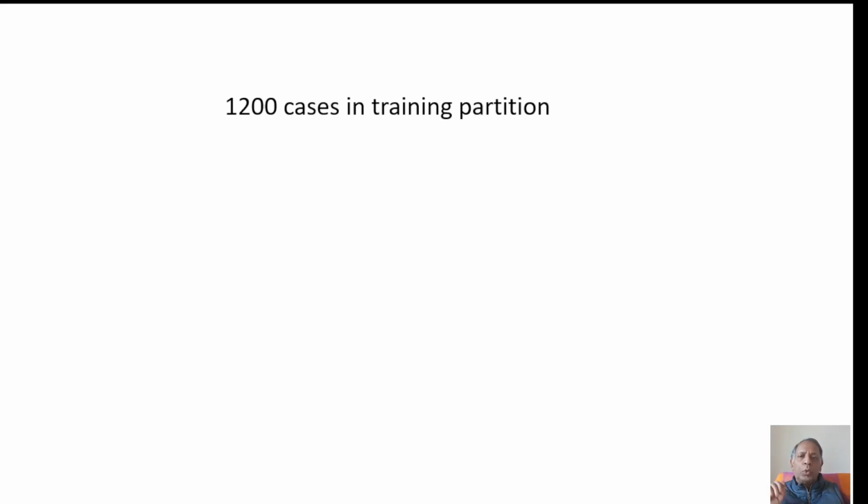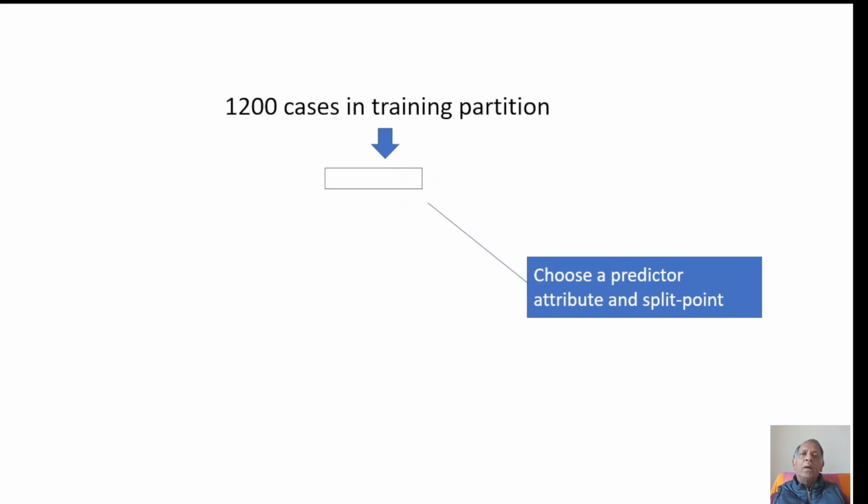So let's assume that there were 1200 cases in the training partition. What the computer did was look at all the 1200 cases and, after all, it's a tree, so it's going to figure out a bunch of decisions. It first said, let me take these 1200 cases and break them into two parts: one part consisting of all the cases for which the income is less than or equal to 100,000, and another part for which the income is greater than 100,000.